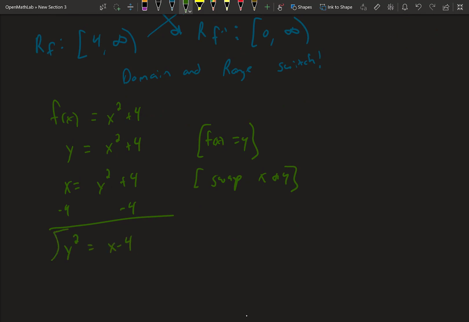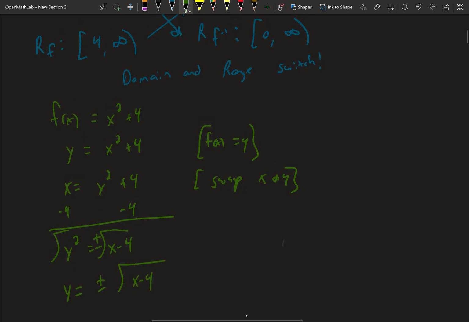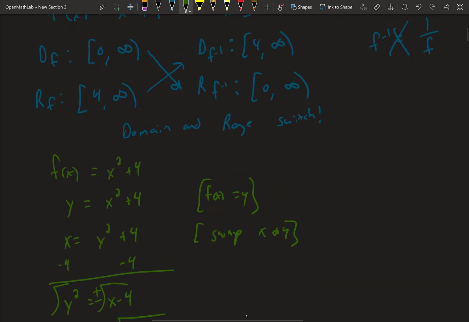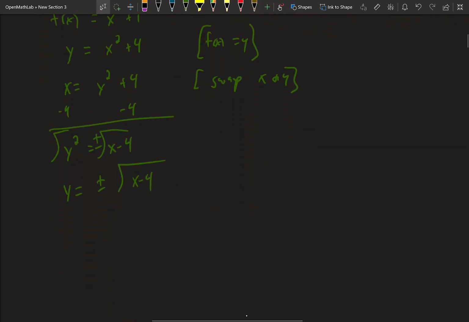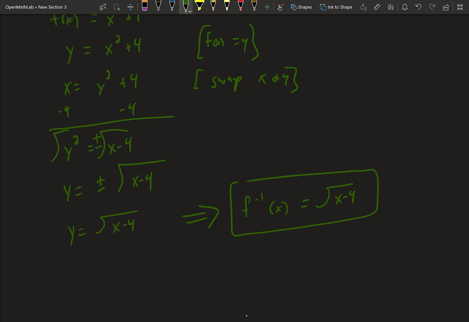Then take the square root of both sides, so this would be plus or minus. We get y equals plus or minus the square root of x minus 4. But remember, for the inverse function, we're saying the range has to be positive, 0 to infinity. So really, y equals just the square root of x minus 4. Put this back into inverse notation: f inverse of x equals the square root of x minus 4. So there's the inverse function.